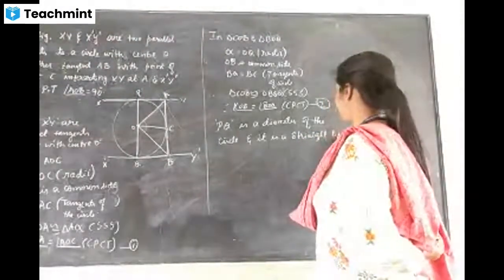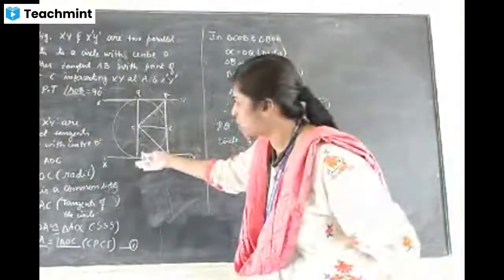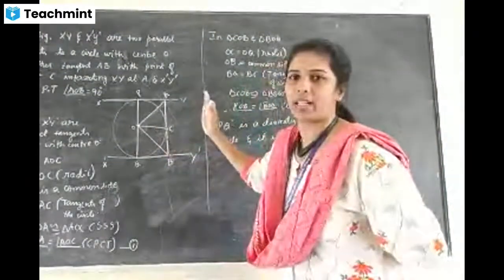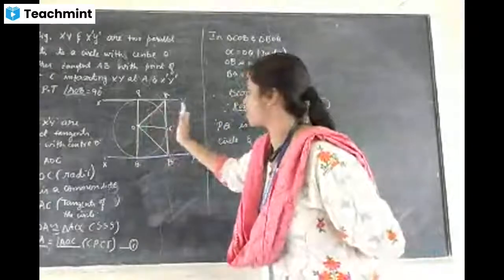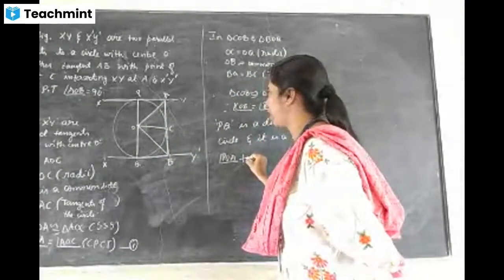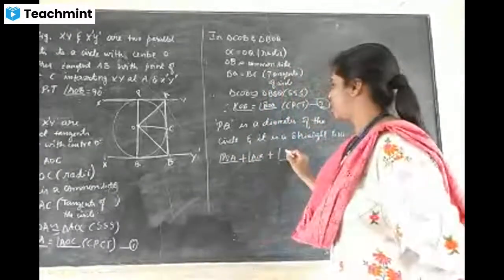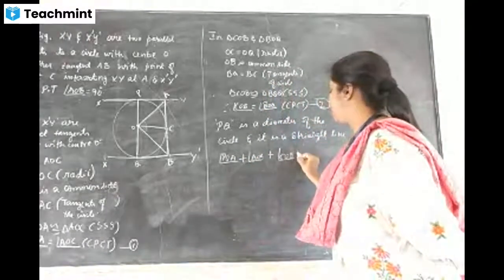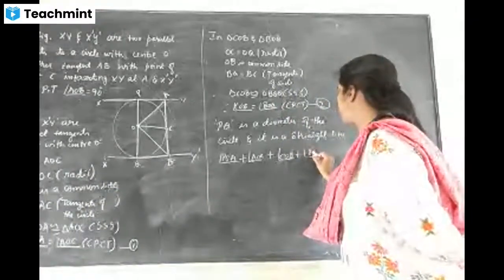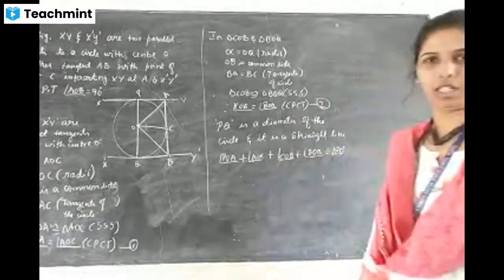Straight line, or it is a linear pair, everything is okay. Now add all the angles which stand upon the straight line: angle POA, angle AOC plus angle COB plus angle BOQ. Totally all the angles equal 180 degrees.